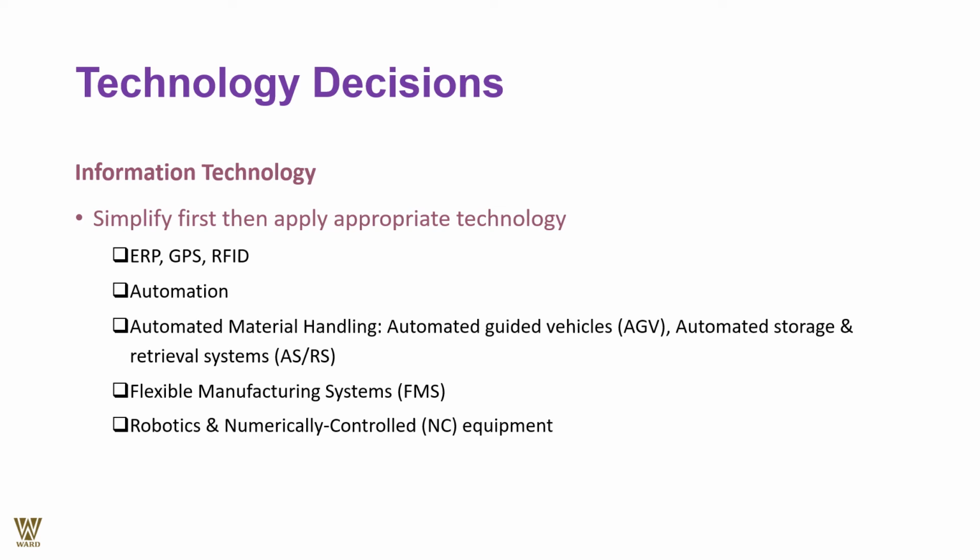Simplify it. It can be on an ERP basis, enterprise resource planning, GPS, global positioning system, RFID, radio frequency identification. What technology are we looking into? What automations are we going to go about? Automated material handling, automatic guided vehicle AGV, or automated storage and retrieval system AS/RS. We are looking into it.